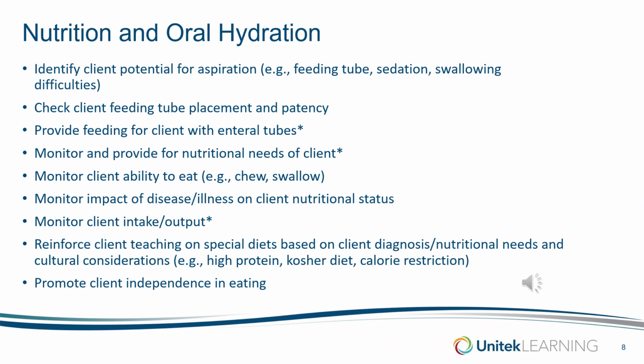Diabetics may need carb counting, while renal patients may need protein restriction. Remember to respect cultural preferences. An NCLEX tip: be alert to signs of malnutrition, like unintentional weight loss or delayed healing.